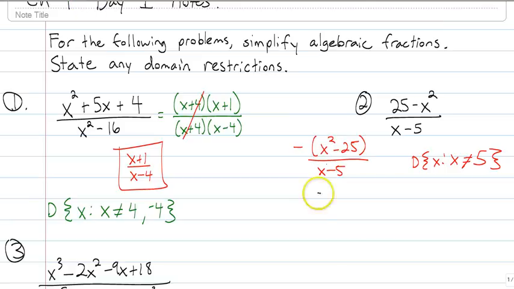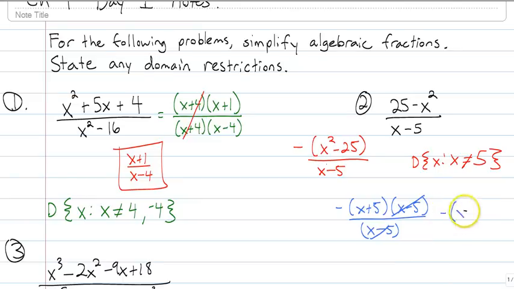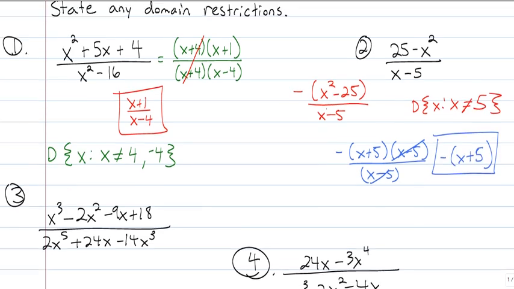Now I'm going to factor and solve this. By factoring, you get negative x plus 5, x minus 5 over x minus 5. And we can cancel these out. So our answer is negative x plus 5. And leave it like that. I'll leave the negative outside. That's good. Leave it in factored form. Okay, so that is the simplified fraction and our domain restriction based on the denominator.